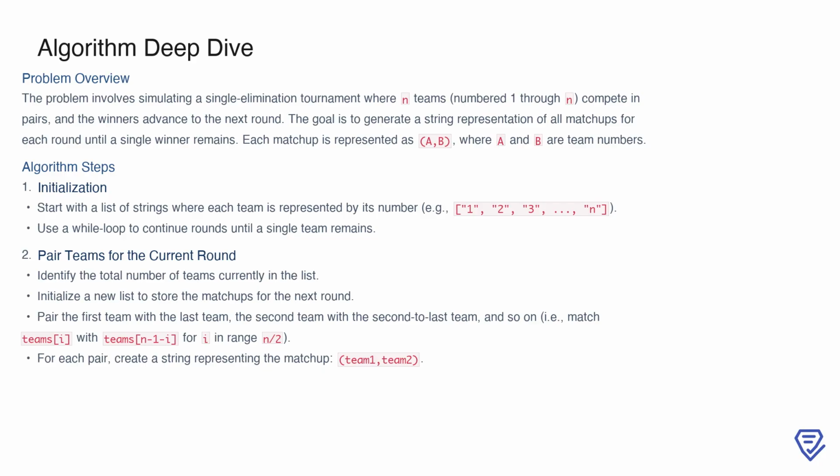We then use a while loop to repeatedly simulate tournament rounds until we are left with a single team. During each round, we pair the first team with the last team, the second team with the second-to-last team, and so on. For example, if there are 8 teams, we pair Team 1 with Team 8, Team 2 with Team 7, and so forth. Each pair is represented as a string in the format (A,B), making it easy to combine and track matchups as the tournament progresses.